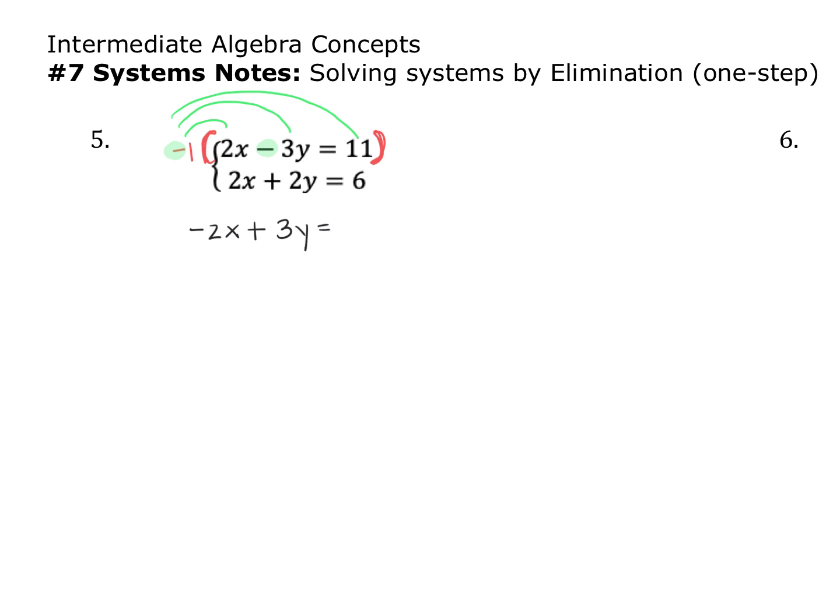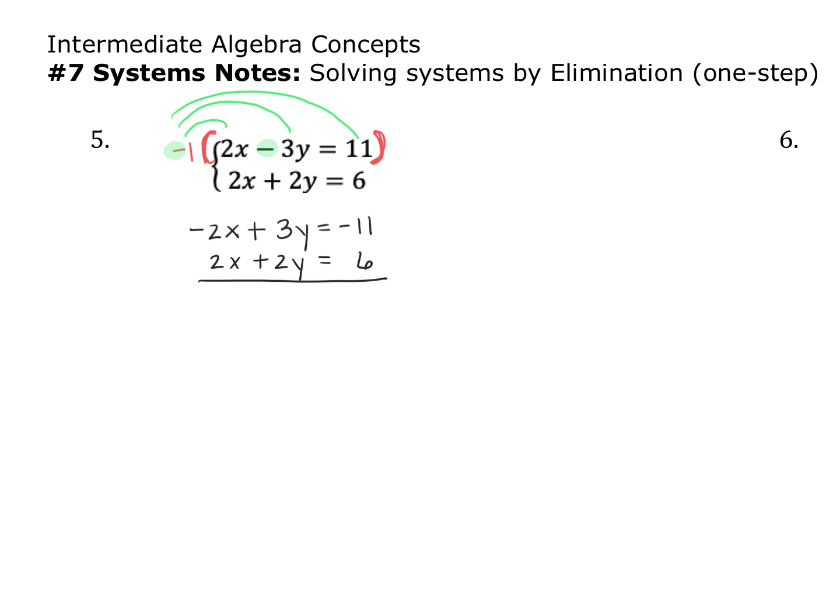So equals 11 times negative 1 is going to give me a negative 11. And now I'm just going to write that bottom one down, which is 2x plus 2y equals 6. Okay? And I can't stress it enough that organization when you're doing these is the key. So notice all my x's are right top and bottom of each other. My y's are top and bottom of each other. And I'm not writing super big because you don't have a ton of room on this page.